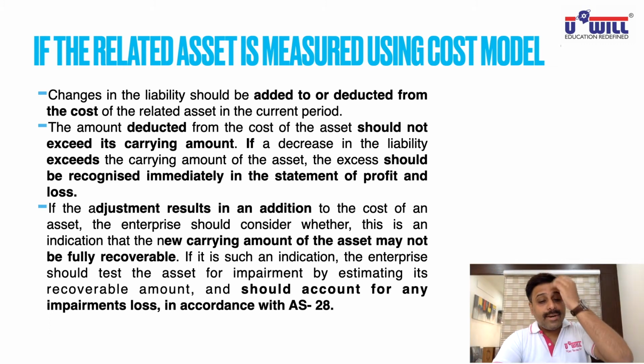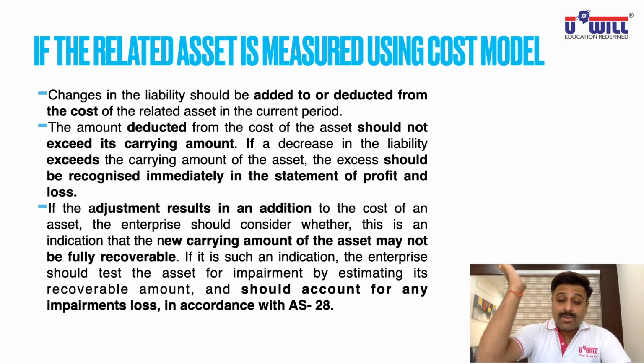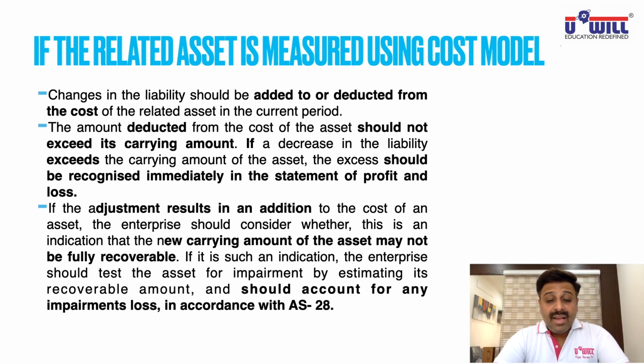So once again, look at it. If the adjustment results in an addition to the cost of an asset, the enterprise should consider whether this is an indication that the new carrying amount of the asset may not be fully recoverable. Meaning the 4 lakhs you are increasing may not be recoverable. If there is such an indication, the enterprise should test the asset for impairment. Impairment means the value is much less than the book value. Okay, a kind of scrap, written off, is called impairment. Then it should test the asset for impairment by estimating its recoverable amount and should account for any impairment loss in accordance with AS 28. For impairment, there is a different accounting standard, AS 28. That is to be taken into consideration.